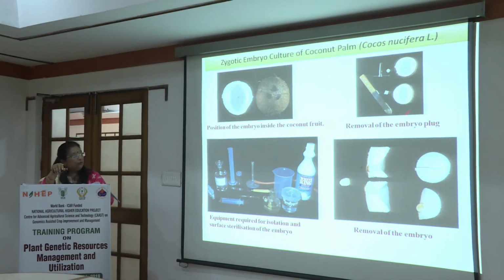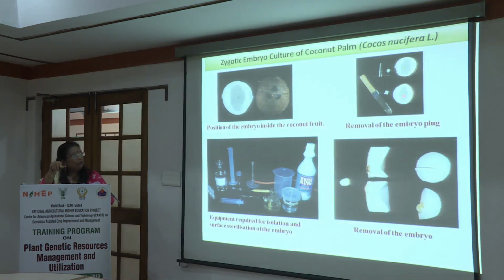If you open it, you will see a plug-like structure here. Okay? So this is the growing point in the coconut. This is what is used for in vitro collecting. So this is removed using a cork borer, or you can use a knife itself. And in the field you can use things like bleaching agent.